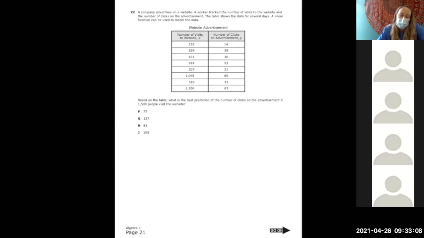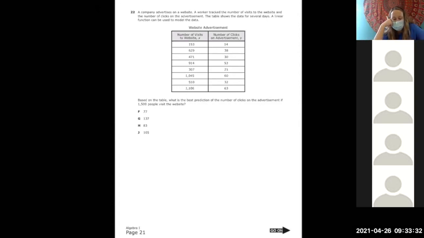Okay, 22 says, a company advertises on a website. Wow, some of these questions are so outdated. A worker tracks the number of visits to the website and the number of clicks on the advertisement. The table shows the data for several days. A linear function can be used to model the data.